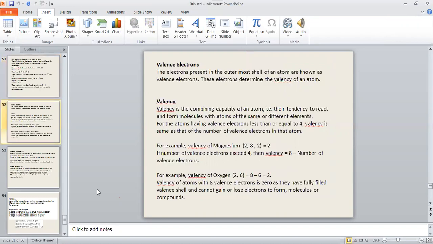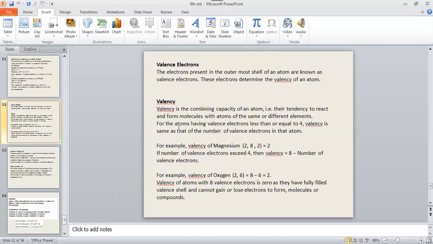Then valence electrons. So what is a valence electron? The electrons present in the outermost shell of an atom are called the valence electrons. These electrons determine the valency of the atom. Valency is the combining capacity of an atom, their tendency to react and form molecules with atoms of the same or different elements.